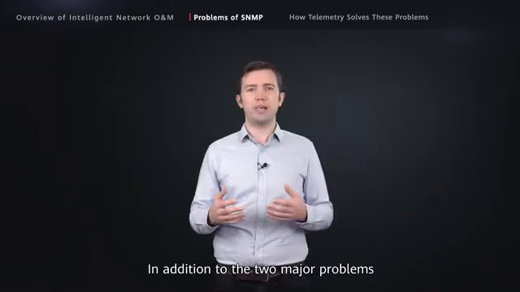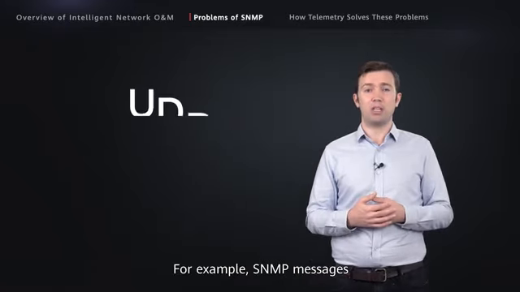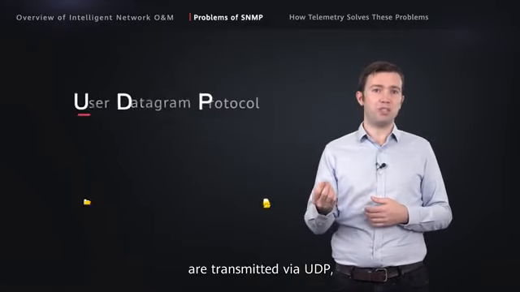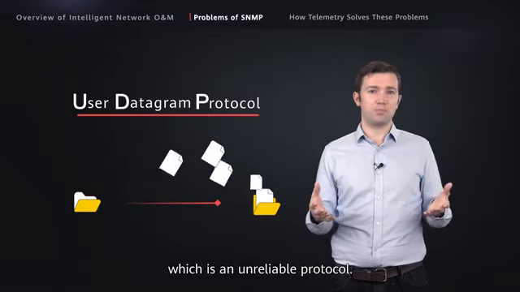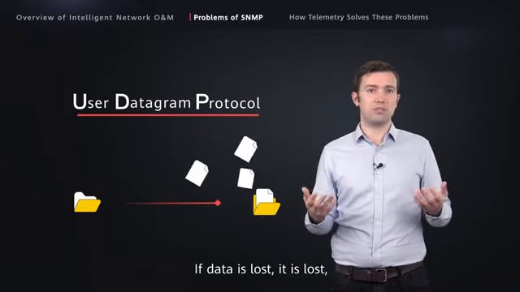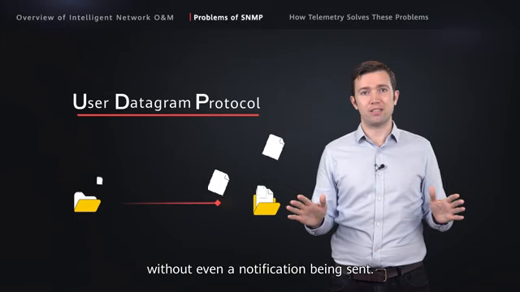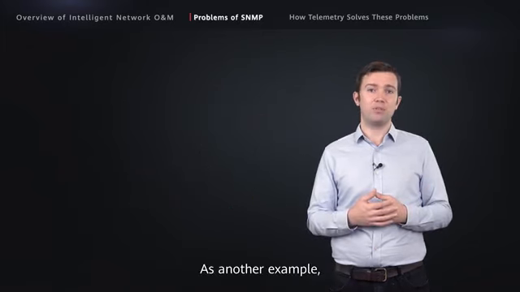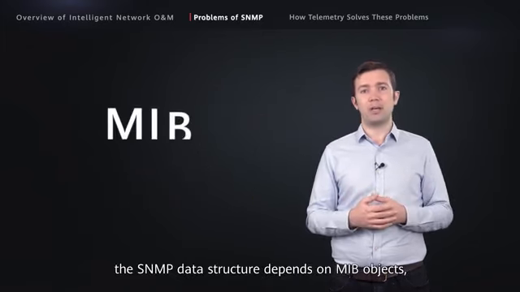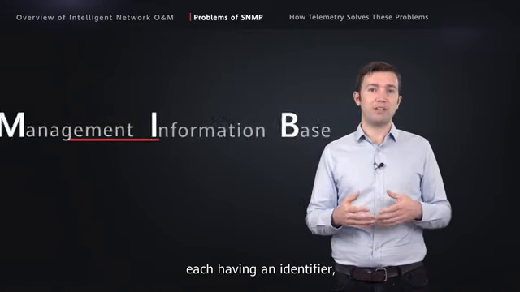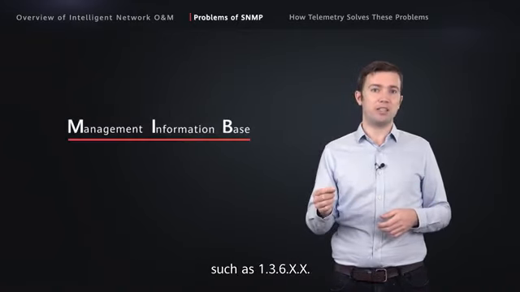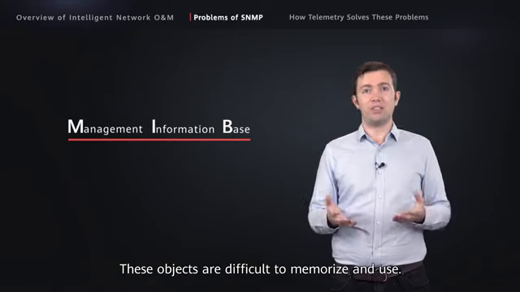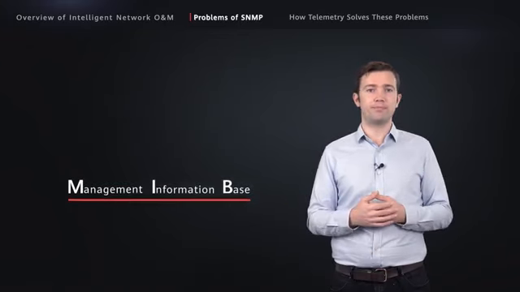In addition to the two major problems I just introduced, SNMP has other problems. For example, SNMP messages are transmitted via UDP, which is an unreliable protocol. If data is lost, it's lost, without even a notification being sent. As another example, the SNMP data structure depends on MIB objects, each having an identifier such as 136XX, and these objects are difficult to memorize and use.